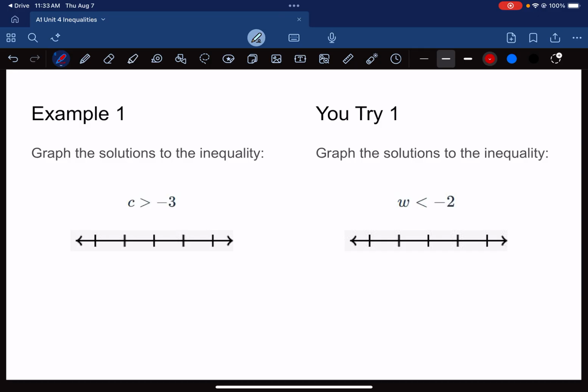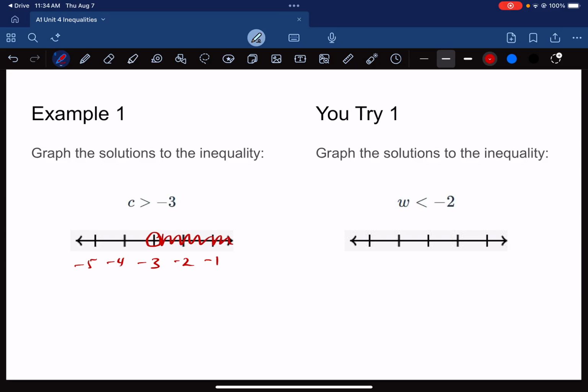All right, here's example 1. I didn't give you any algebra. There's nothing left to do to solve that. It's simply c is greater than -3, so I'm going to put -3 in the very middle. And I'll put -2, -1 up here, -4, -5 down here. My boundary value is -3. There's no equal to, so I use an open circle. And I want values that are larger than -3. That's to the right.